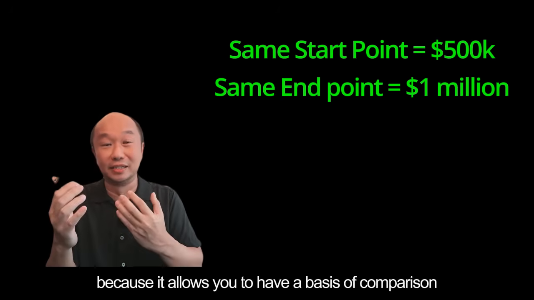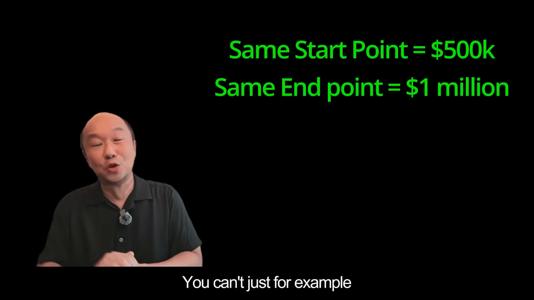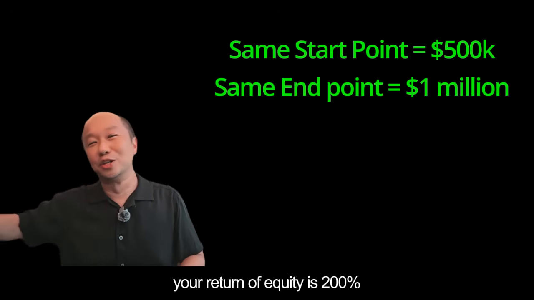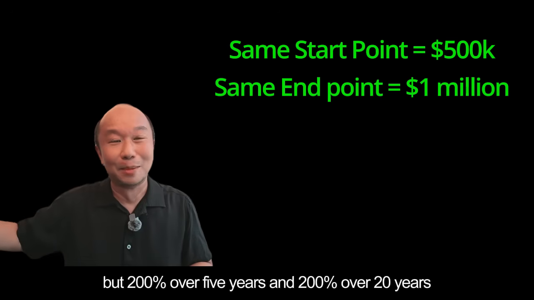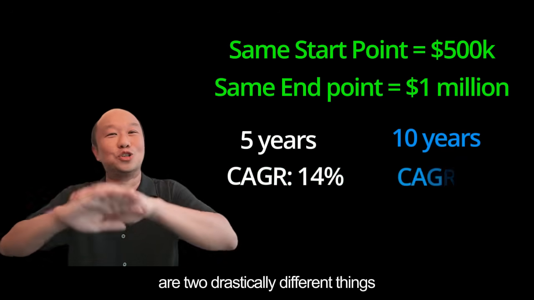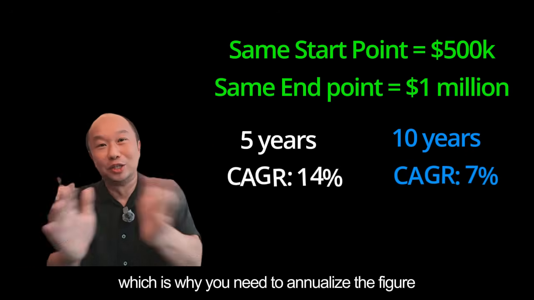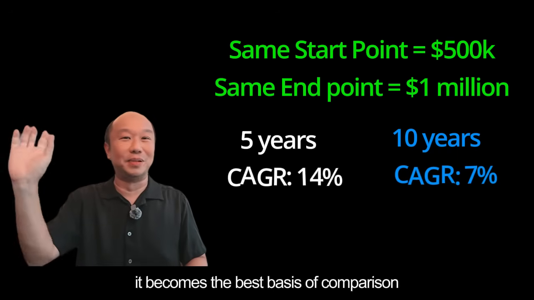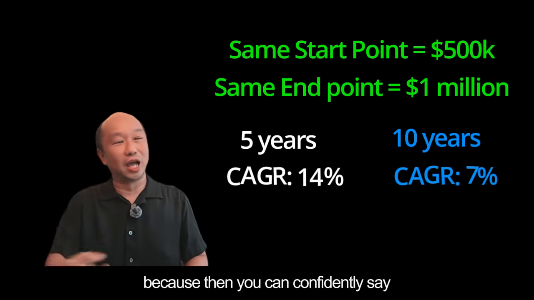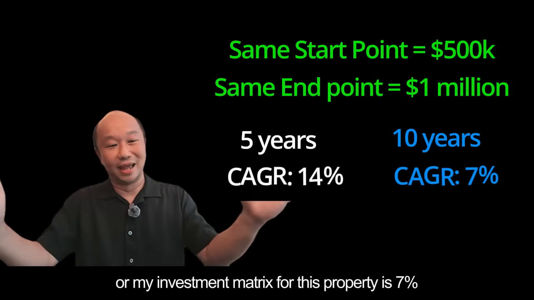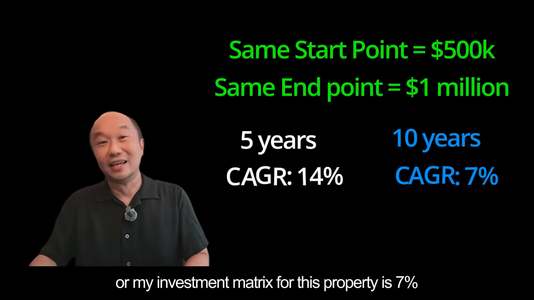Because it allows you to have a basis of comparison negating the effects of time. A lot of property analysts say, oh, your return on investment, your return on equity is 200%. But 200% over 5 years and 200% over 20 years are 2 drastically different things, which is why you need to annualize the figure. And when you annualize the figure, it becomes the best basis of comparison, because then you can confidently say, okay, my investment metric for this property is 7%.